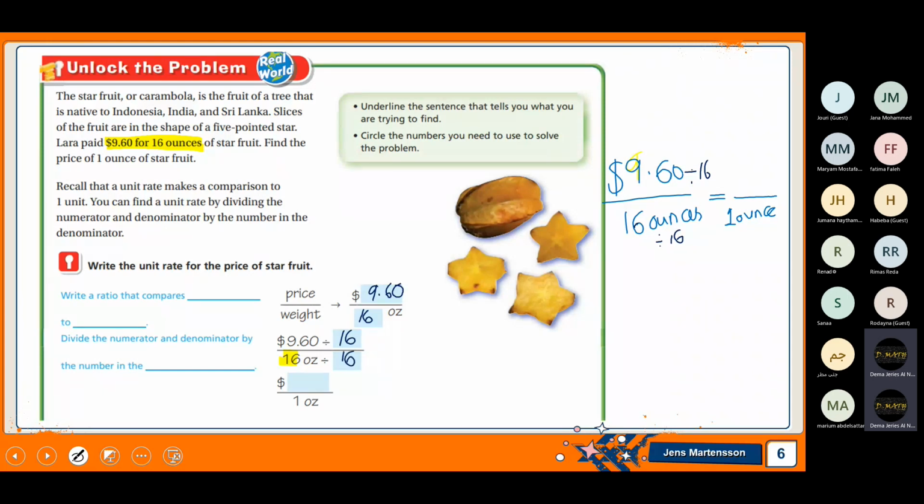9.60 divided by 16. Let's divide together here. Did you remember how to divide decimals by whole numbers? Yes, teacher. Can I answer it?